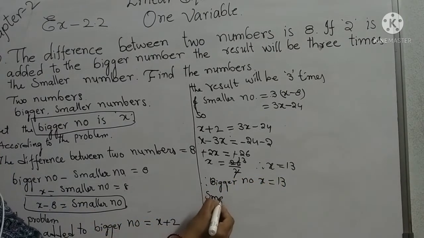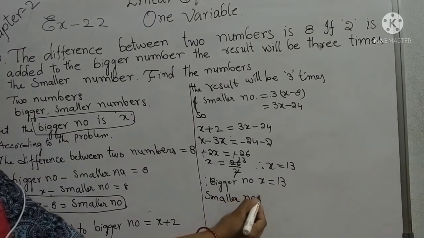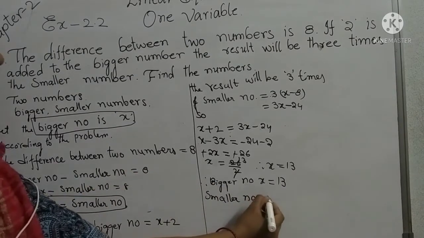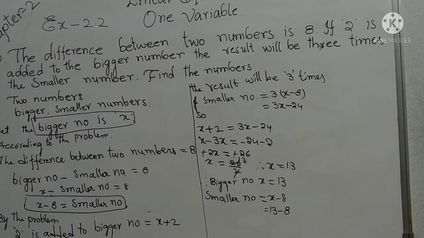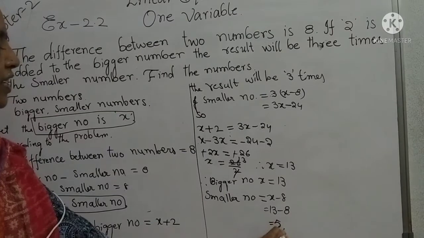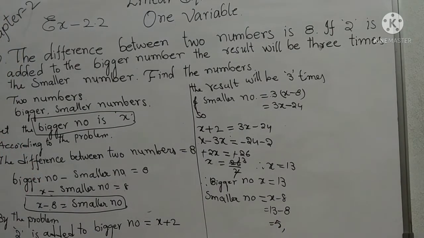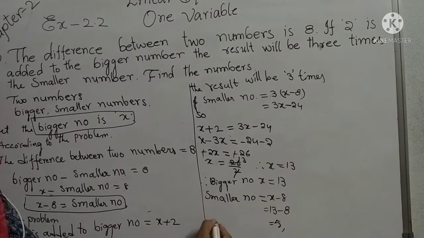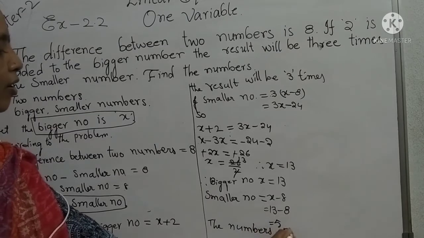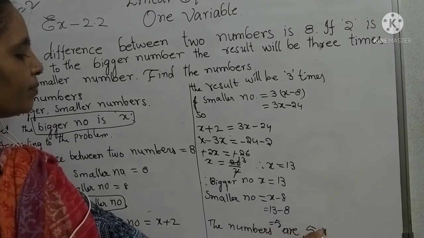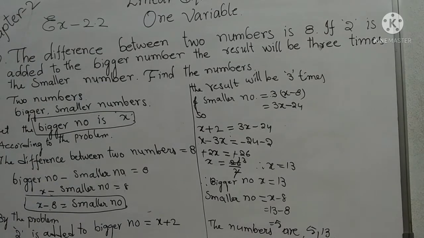What is the smaller number? The smaller number is equal to x minus 8. What is the x here? 13. So 13 minus 8 means 5. So finally the numbers are 5 comma 13. Understand, children? Okay, right.